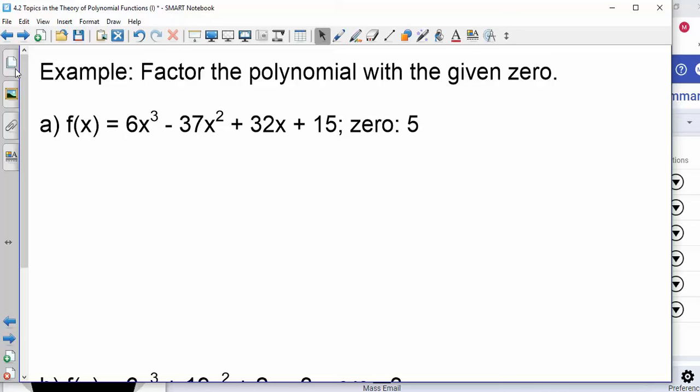Okay? So on this one, if I give you the first zero, what does that mean? It just hits the x-axis there. It makes it equal 0. It divides evenly. Didn't we learn how to do synthetic division yesterday? Okay, we are going to do synthetic division with this number. So my 5 goes out here, and then I put my coefficients.